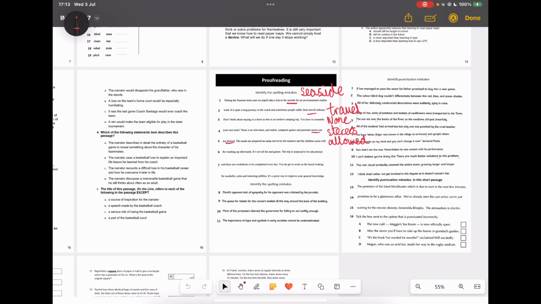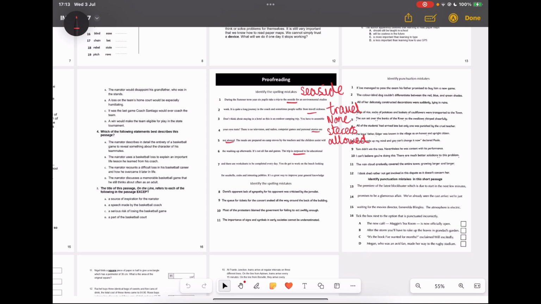The meals are prepared on camp stoves by teachers and children, and the children will assist with the washing up afterwards. It's not all fun and games. The trip is supposed to be educational, so it's spelled supposed. 7. And there are worksheets to be completed every day. You do get to work on the beach, looking for seashells, crabs, and interesting pebbles. So beach is spelled B-E-A-C-H. It's a great way to improve your general knowledge.